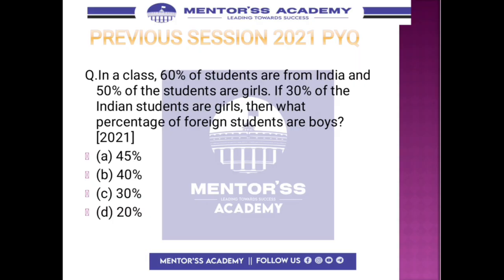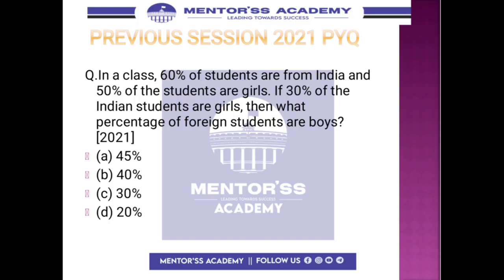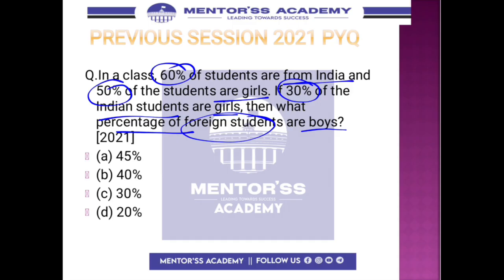First up, we have a PYQ question from the previous session that I've asked you to solve. I hope you have all solved it. So let's solve it here. In a class, 60% of students are from India and 50% of the students are girls. If 30% of the Indian students are girls, then what percent of foreign students are boys? Options: 45%, 40%, 30%, and 20%. So let's see the solution here.